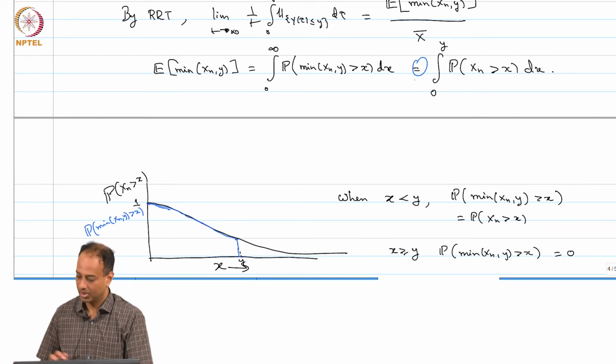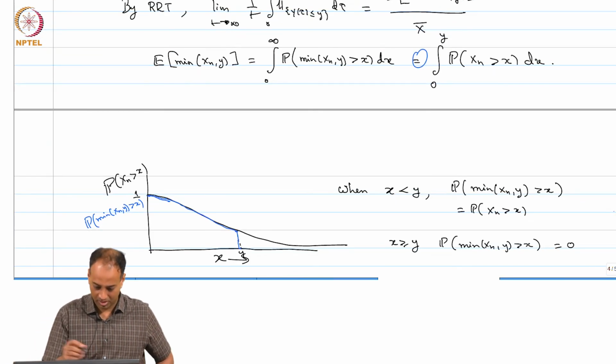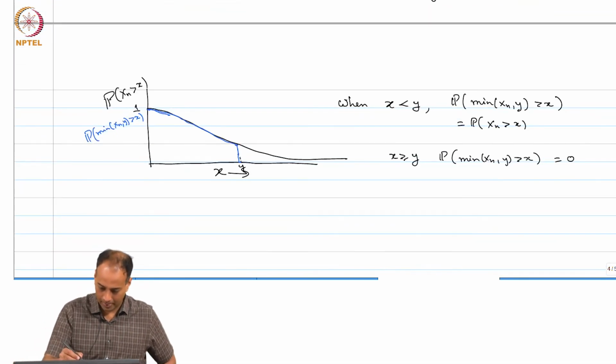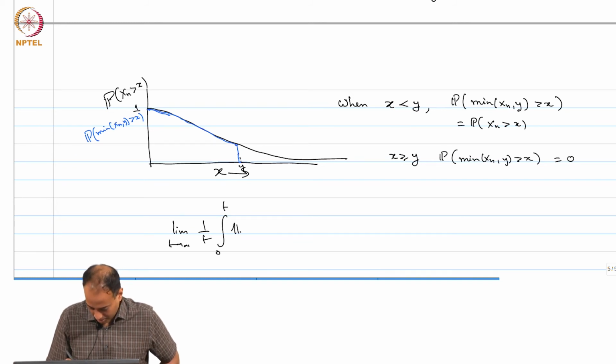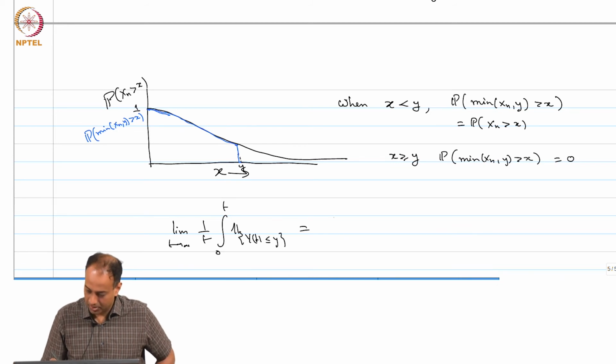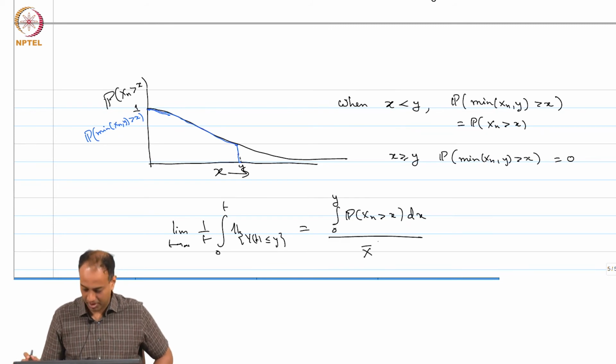All right. So, let us go back to this. We have the limit as t tends to infinity of 1 over t, the time average fraction that my residual time is less than or equal to y, is simply the integral 0 to y of the probability x n greater than x, dx, over x bar.